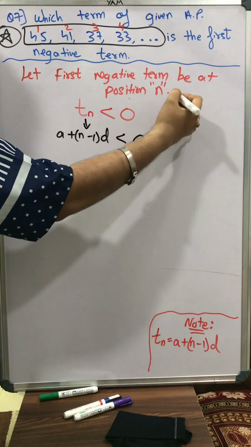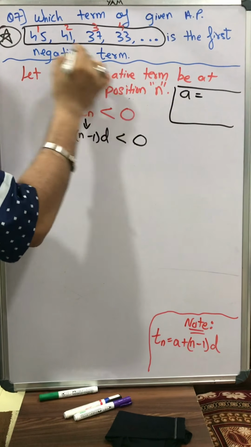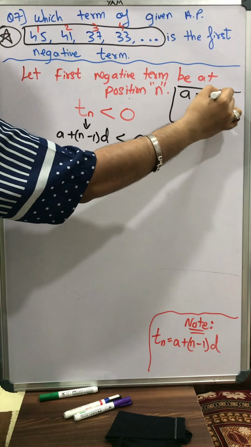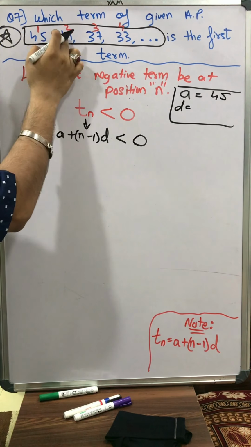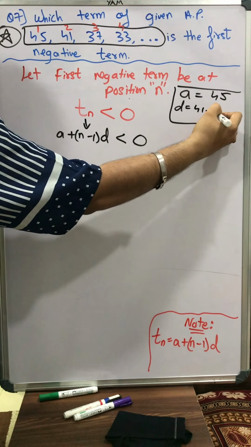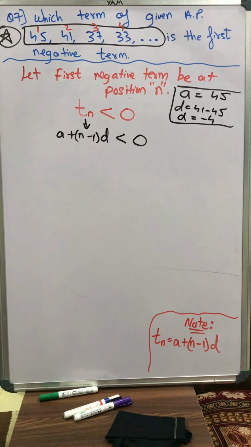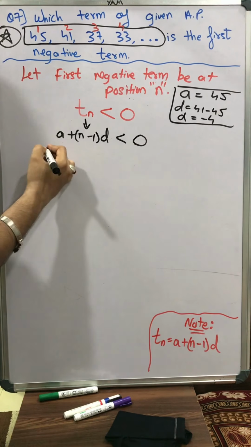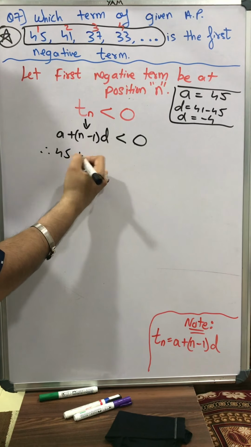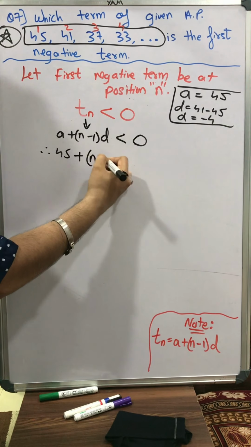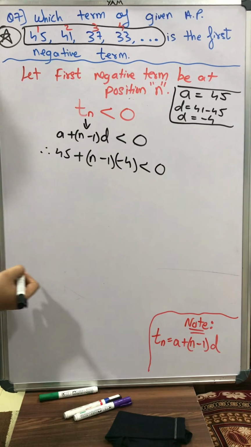Now students, on the right hand side, I'll write the values. What's the value of small a? Small a is my first term, it is 45. What's the value of small d? Succeeding minus preceding: 41 minus 45, which comes to be -4. Great. So now, in place of a, 45 plus, in place of n, (n minus 1), in place of d, -4, less than 0.